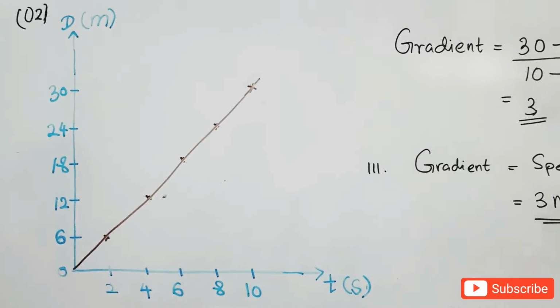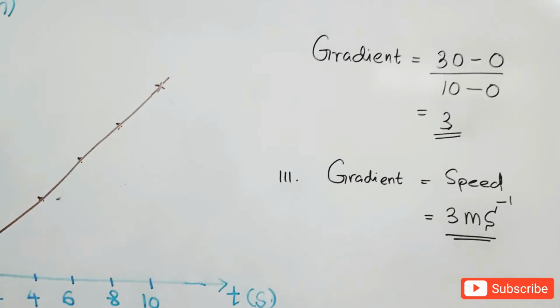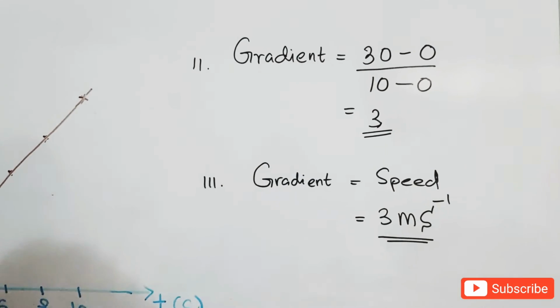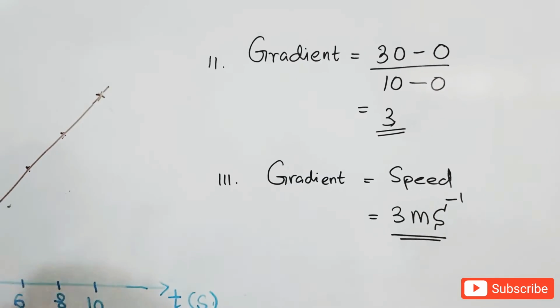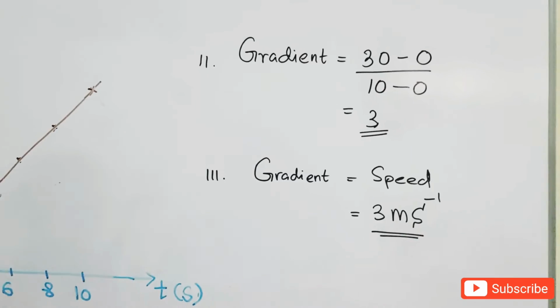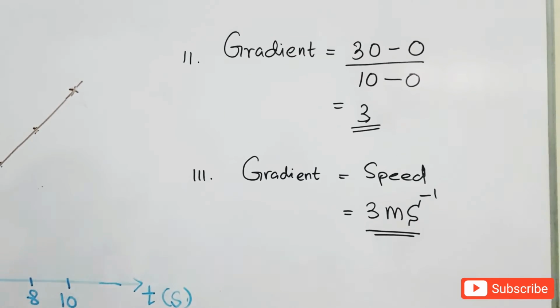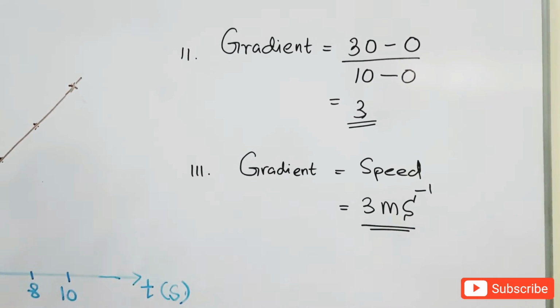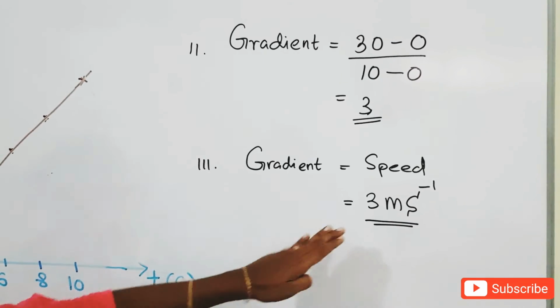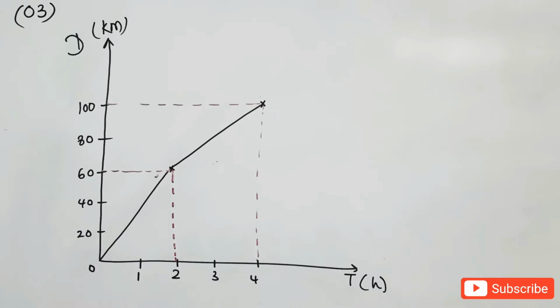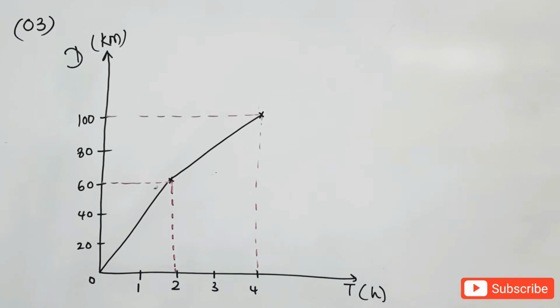Now under that, the next question: find its gradient. When we are finding the gradient, like previously, we take 2 coordinates and do it. So 30 minus 0 over 10 minus 0 will give me 3. The third question: find its speed. Gradient is equal to its speed. So 3, it is meter per second. Okay, let's move on to the question number 3.